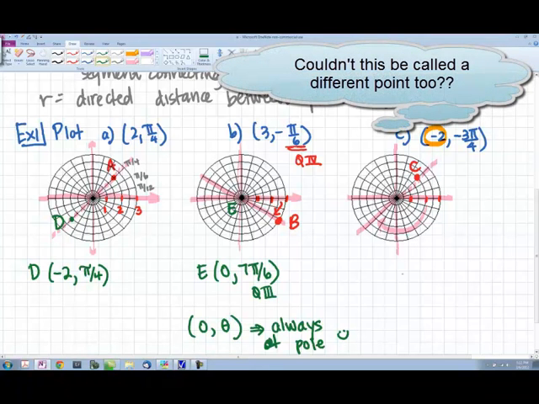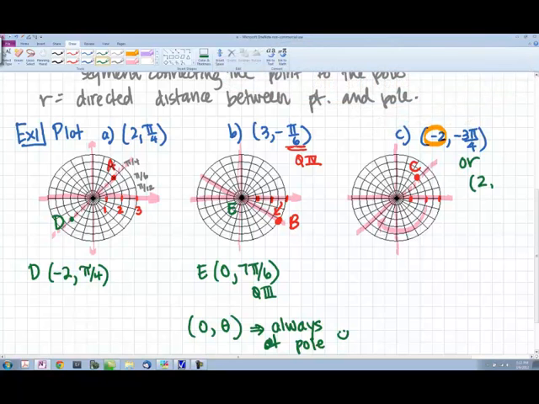We could also name point C (2, pi over 4). We could have even called it (2, negative 7 pi over 4). We could keep on adding 2 pi or subtracting 2 pi in order to get that same coordinate point.